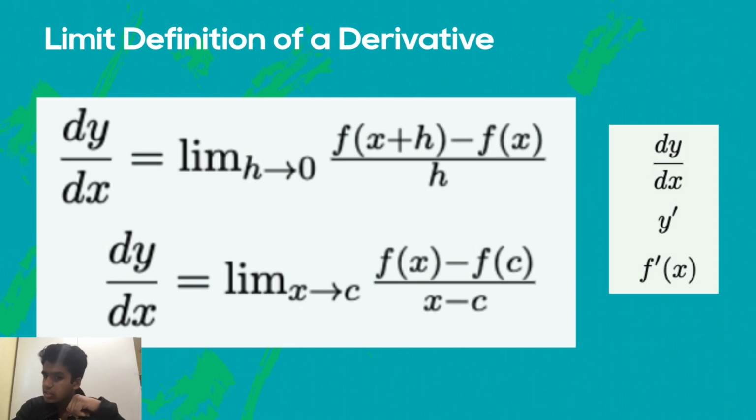And now, these three symbols you see on the right, dy over dx, y prime, and f prime of x, they all represent the derivative, right? For example, y prime represents the derivative of the function y, and f prime of x represents the derivative of f of x.